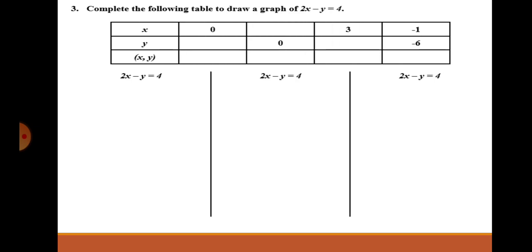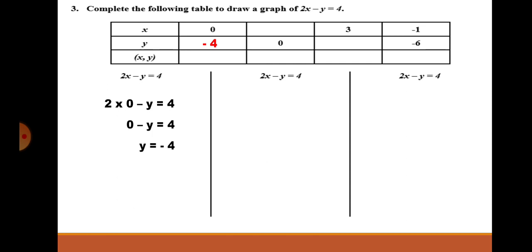Now, coming to question number 3. Complete the following table to draw a graph of 2x minus y equal to 4. Some coordinate values are given. So let us solve the first one. First we will write the equation, which is 2x minus y equal to 4. The value of x is 0. So 2 multiplied by 0 minus y equal to 4. We have only substituted the value here. 2 multiplied by 0 is 0. So it will become 0 minus y equal to 4. To find out y, we are going to take the sign to the other side. So it will become y equal to minus 4. So the value of y in the first row is minus 4.